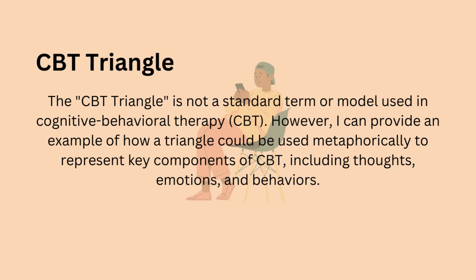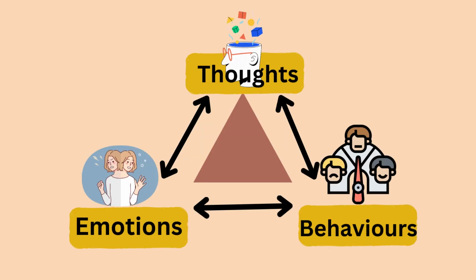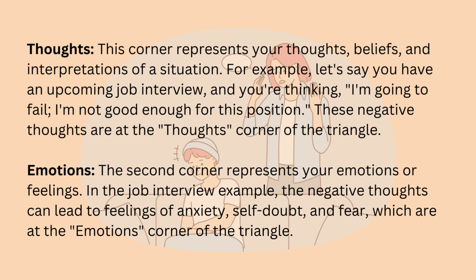CBT cognitive triangle. The CBT triangle is not a standard term or model used in cognitive behavioral therapy, CBT. However, I can provide an example of how a triangle could be used metaphorically to represent key components of CBT, including thoughts, emotions, and behaviors. Thoughts. This corner represents your thoughts, beliefs, and interpretations of a situation. For example, let's say you have an upcoming job interview, and you're thinking, I'm going to fail. I'm not good enough for this position. These negative thoughts are at the thoughts corner of the triangle.